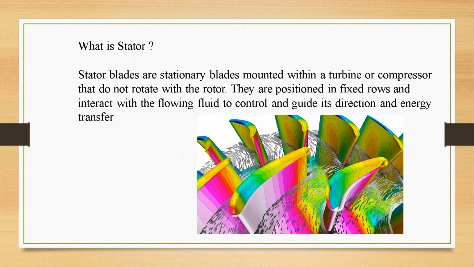What is a stator? Stator blades are stationary blades mounted within a turbine or compressor that do not rotate with the rotor. They are positioned in fixed rows and interact with the flowing fluid to control and guide its direction and energy transfer.